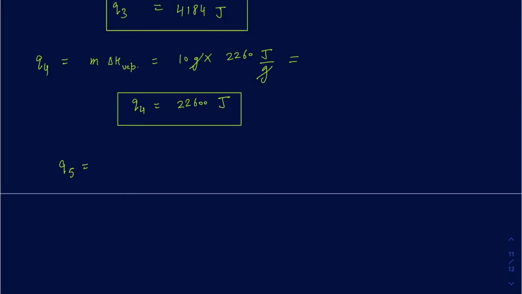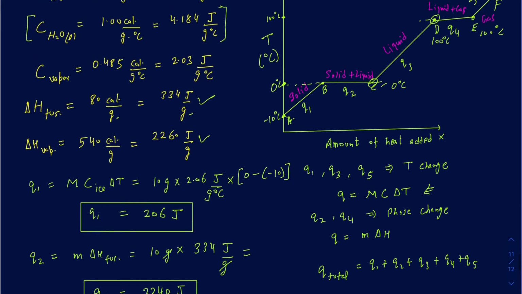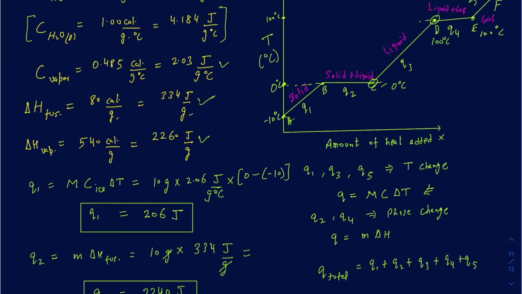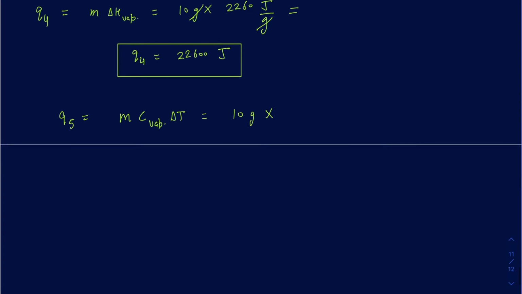So Q5 is going to be MC of the vapors times the delta T. The mass is still going to be 10 grams. Your specific heat capacity for the vapors, if I go back here, I have it written down as 2.03. Like I said, it may be slightly different depending on what book you're using, but let's just write down 2.03 here, joules over grams degrees Celsius.